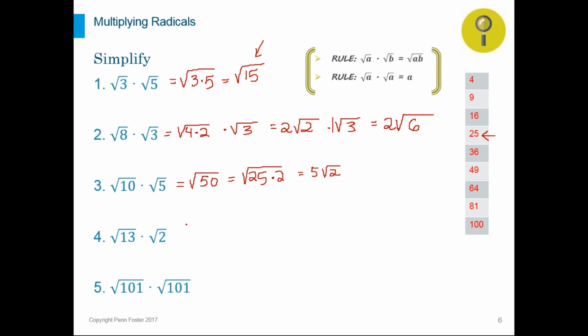Next, number 4, the square root of 13 times the square root of 2. 13 does not have any perfect square factors. The same thing for 2. Then go ahead and multiply. 13 times 2 will give you 26. If you inspect 26, you will not find any factor of that to be a perfect square. Then that would be your final answer. So remember, you don't have to simplify if you can't. You only simplify if it's possible to simplify.